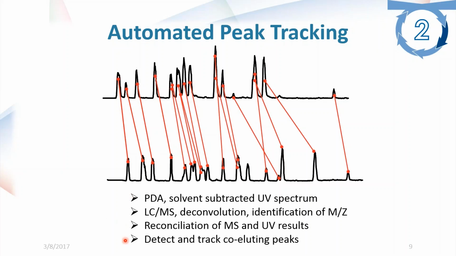The final advantage here is because of the way the system works, automated peak tracking will actually identify and detect co-eluting peaks when it would be very difficult to do that manually.